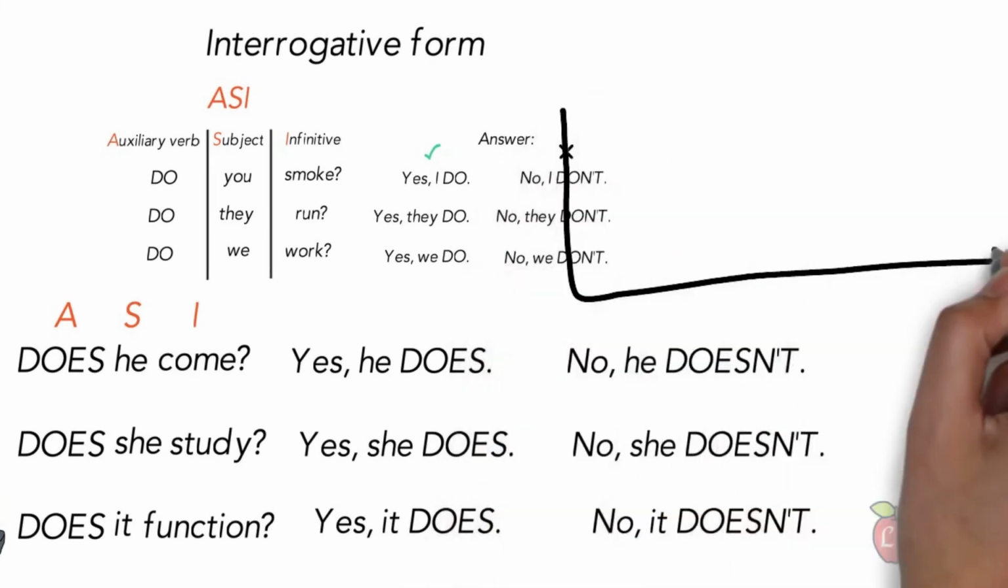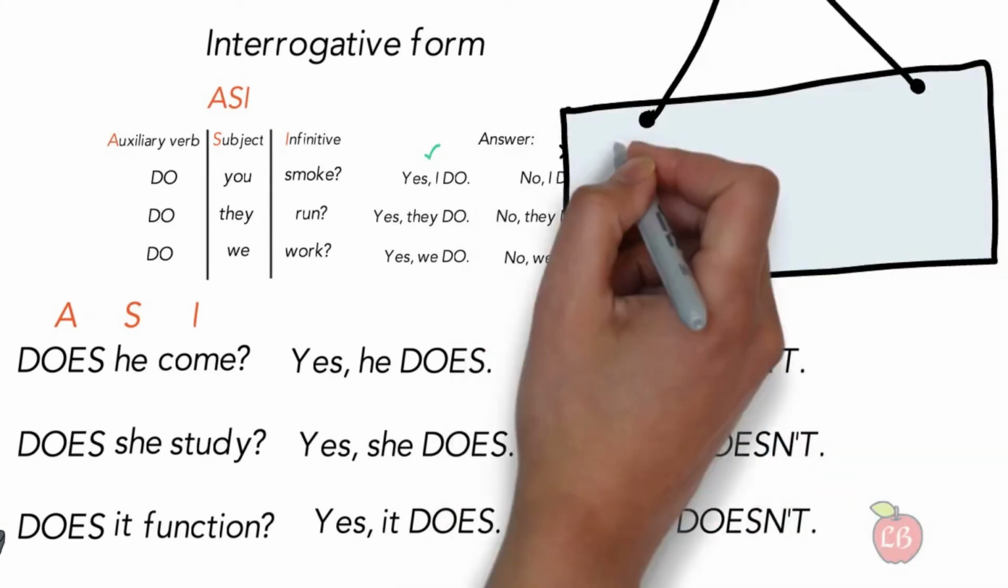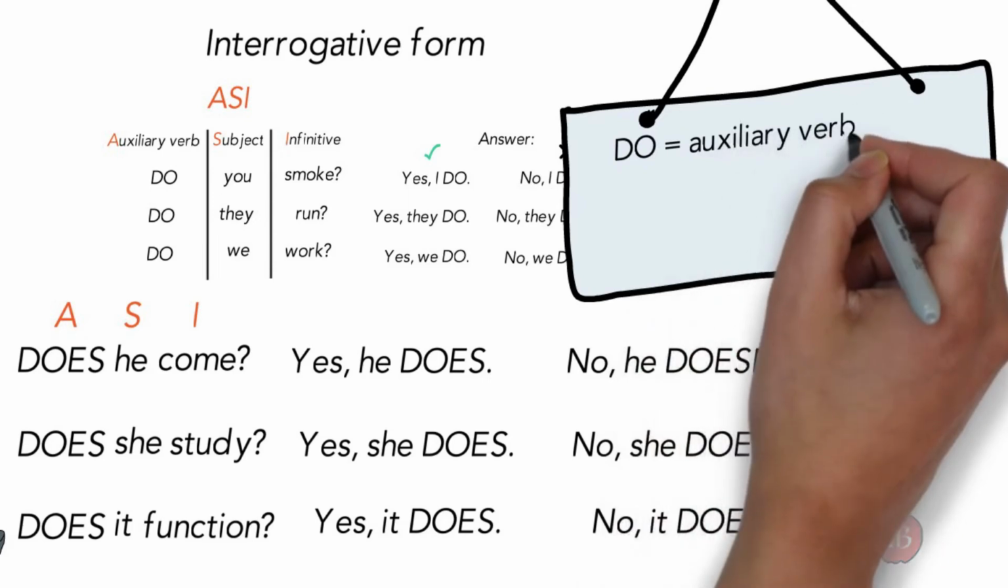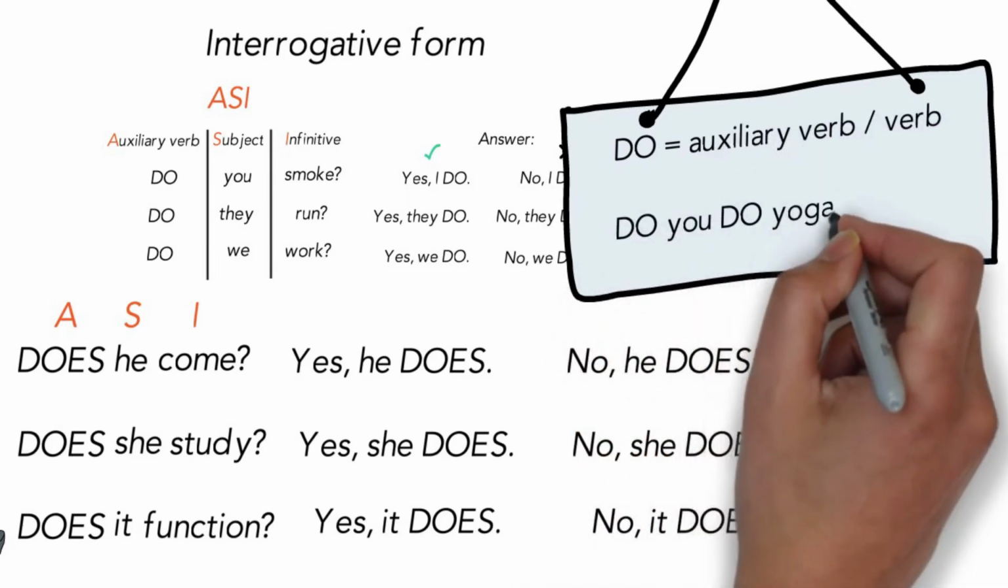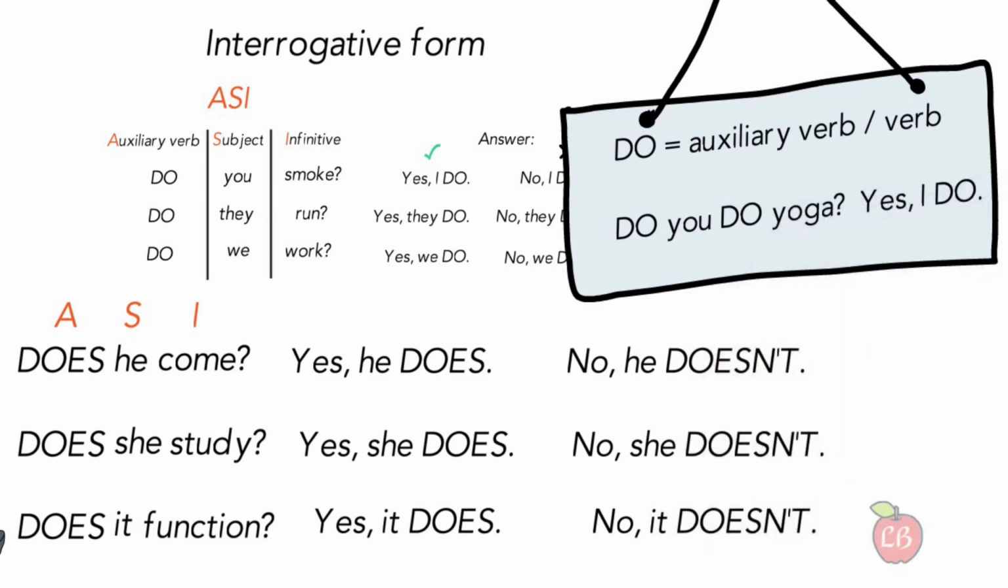One thing to bear in mind is that do can be both an auxiliary verb and a verb. So, for example, I ask, do you do yoga? Yes, I do. The first do is acting as an auxiliary and the second do is acting as a verb. Does she do yoga? Yes, she does.